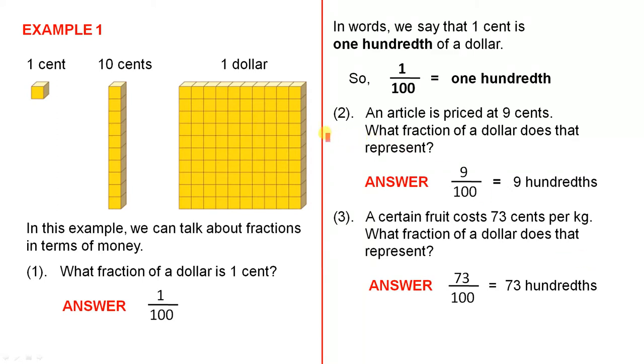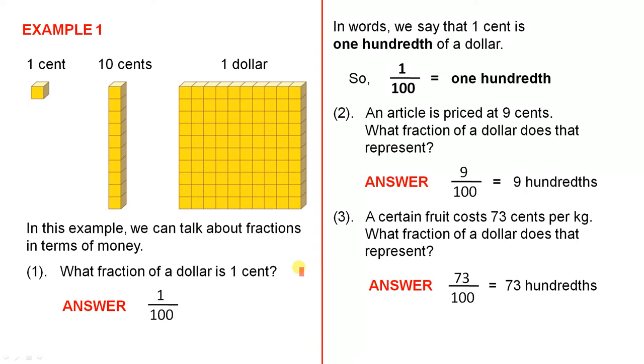Example 1. We have a flat here which represents $1. So this must be 1 cent because there are 100 cents in the dollar. So that's 1 cent. Now that must be 10 cents because you have 10 of those small cubes on top of each other, so that has to be 10 cents. In this example, we can talk about fractions in terms of money.